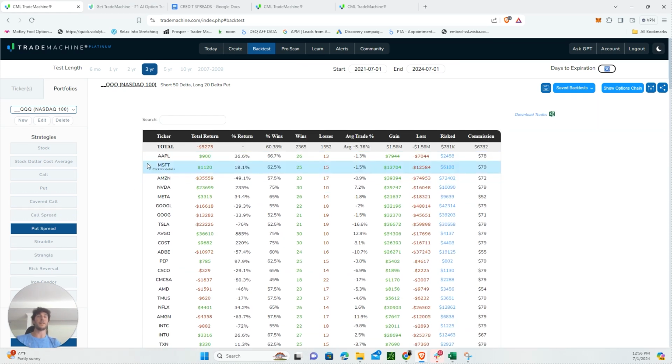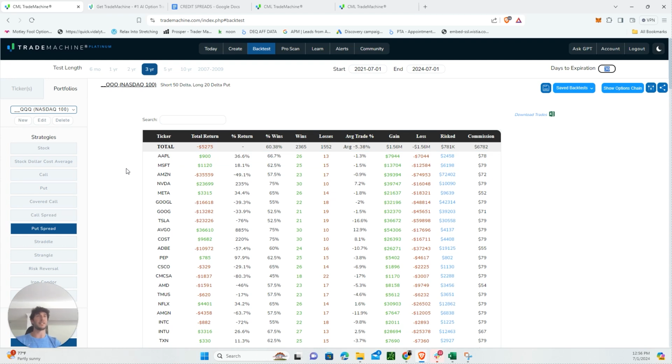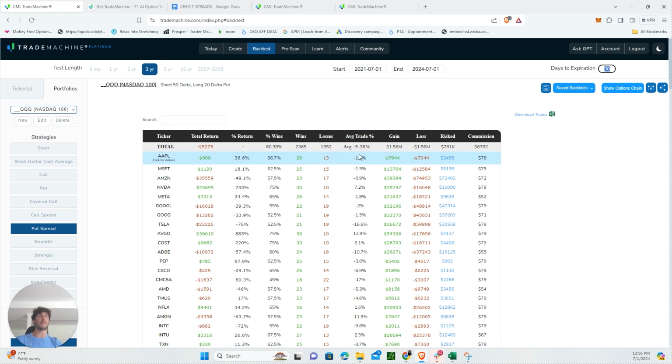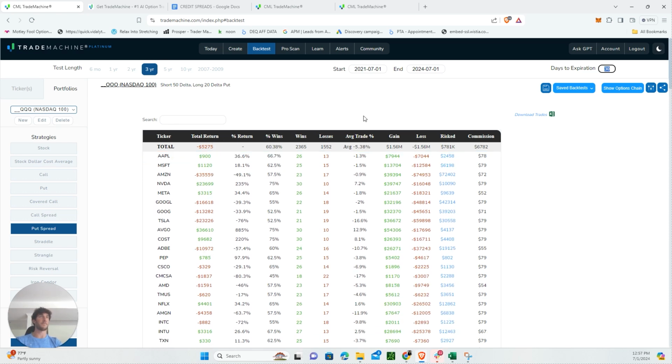So if you had done this specific strategy, which in this case is a put credit spread over the last 3 years for the NASDAQ 100, you would have had a win rate of 60%, but with an average trade of negative 0.538. That's not great, right? So we want to clean that up.